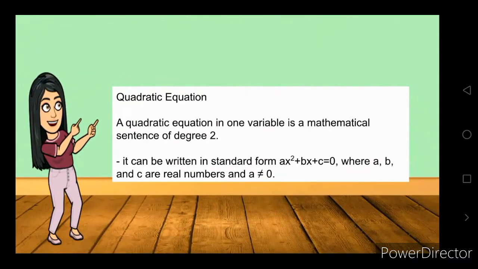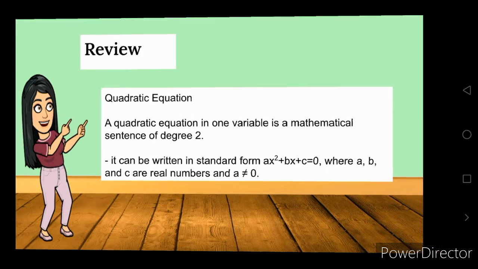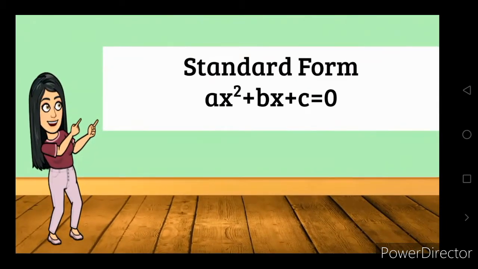Okay, before we have our lesson, let us have a short review about quadratic equation. As we all know, a quadratic equation in one variable is a mathematical sentence of degree 2. It can be written in standard form ax squared plus bx plus c equals 0, where a, b, and c are real numbers and a is not equal to 0. So here is the standard form of quadratic equation: ax squared plus bx plus c equals 0.